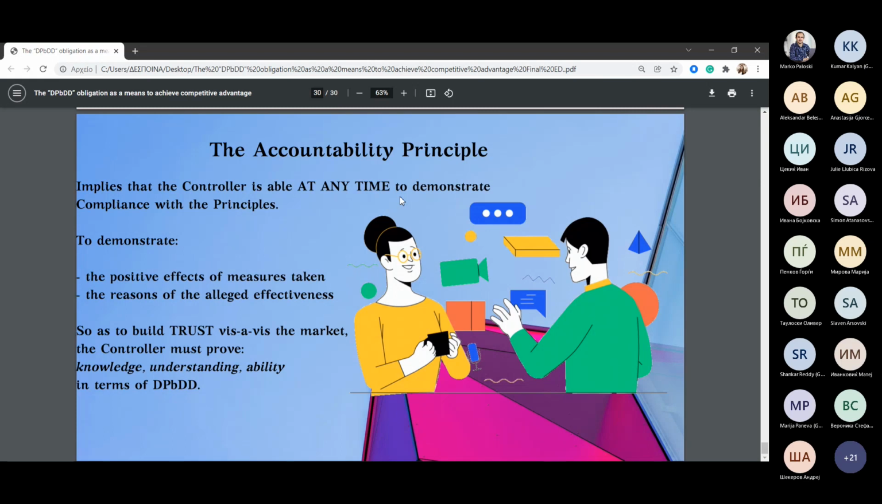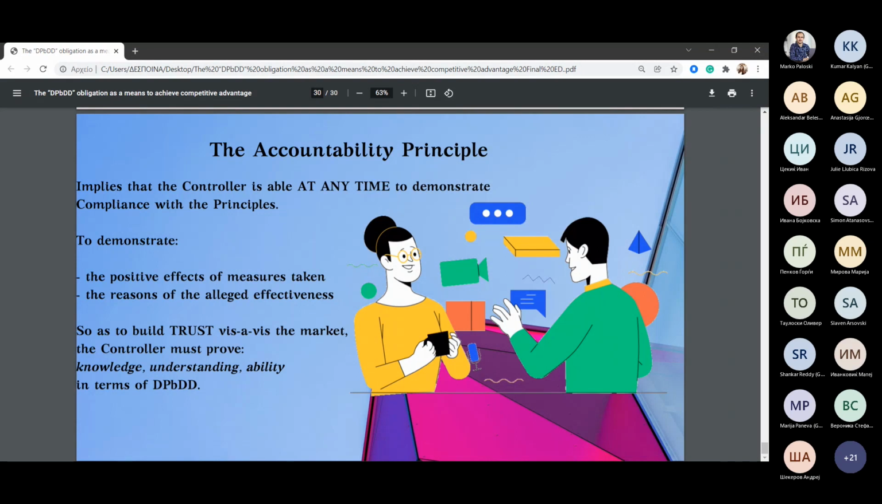He must demonstrate the positive effects of the measures taken, and he must also demonstrate the reason of the alleged effectiveness. The controller must provide a causal link between the measures taken, the due diligence shown, and the respect to the human right to privacy and the data protection regulatory set of principles. So this is needed in order to build trust in terms of market.